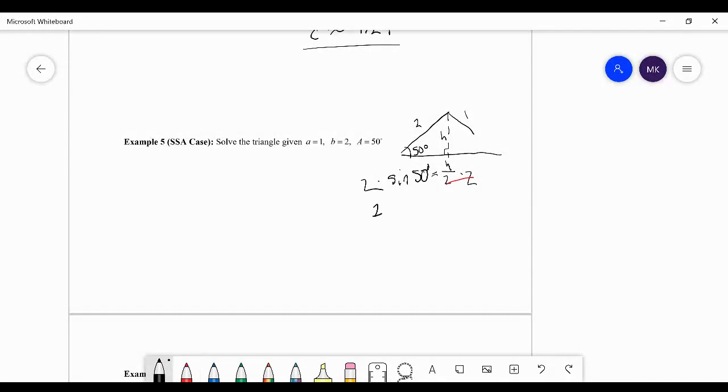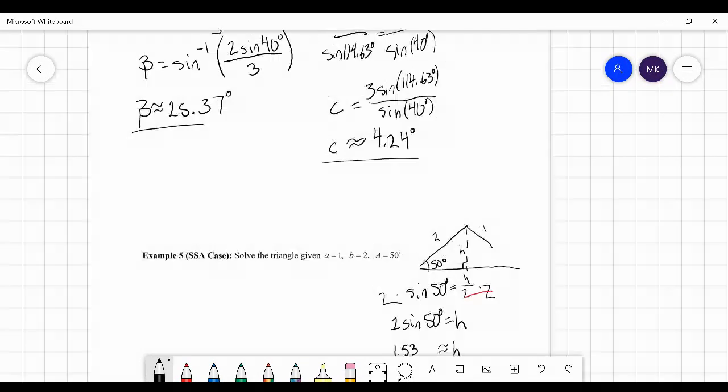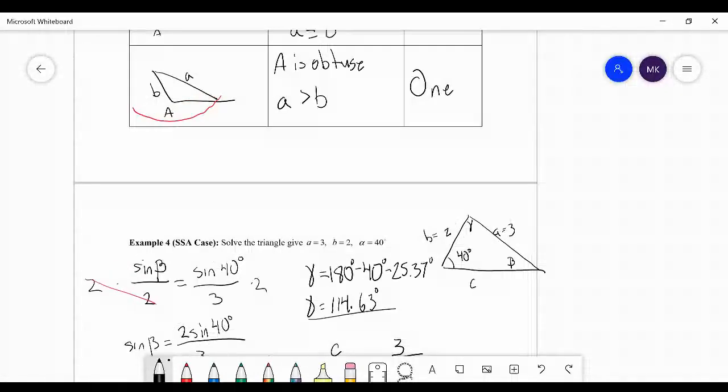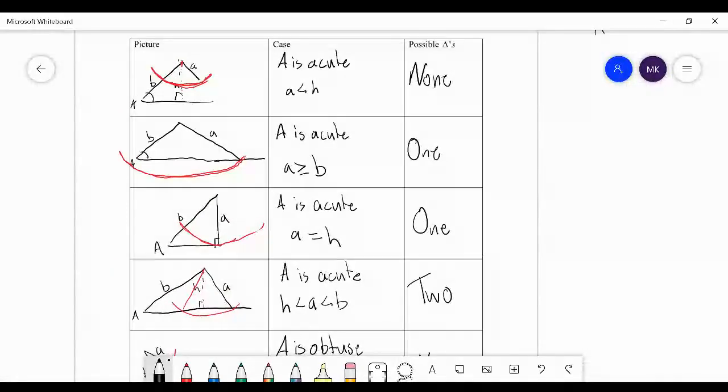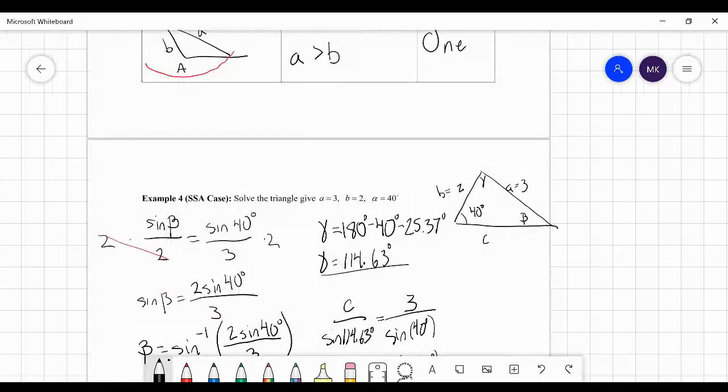And we get that 2 sine of 50 degrees equals H. So H is approximately 2 sine of 50, which is 1.53. So if H is approximately 1.53 and A is 1, that means our angle A is acute, and our side A is less than H, so that means we have no possible triangles.